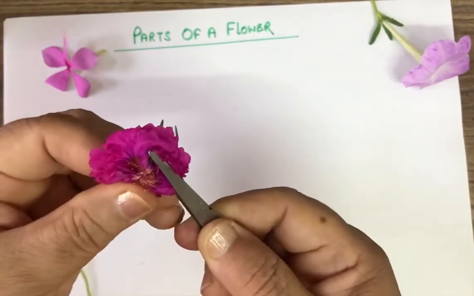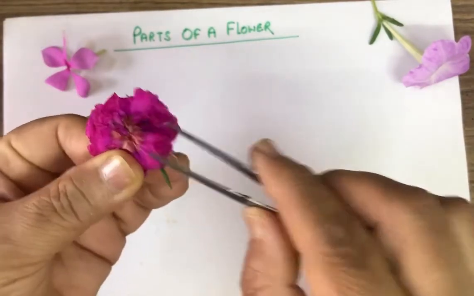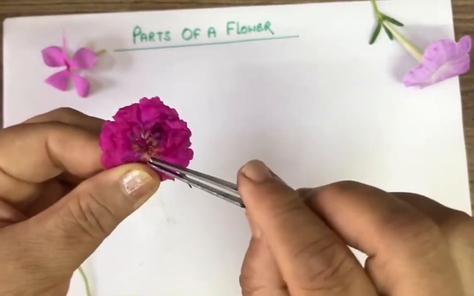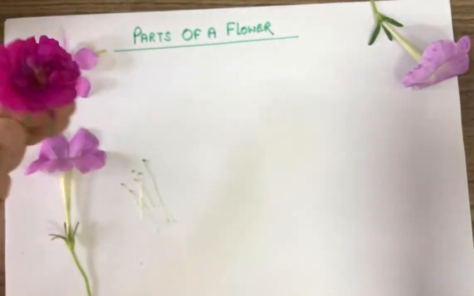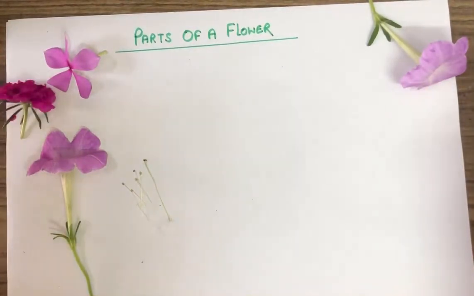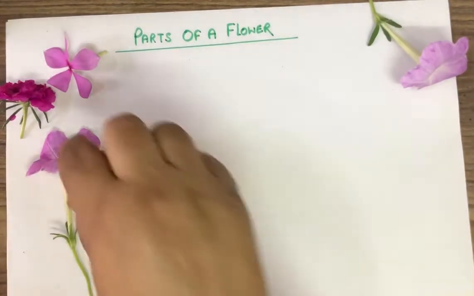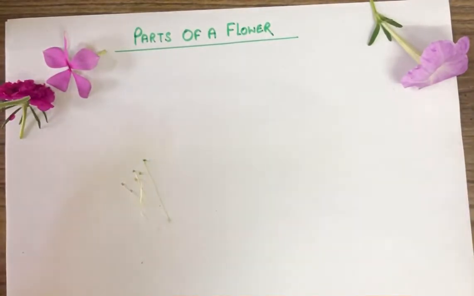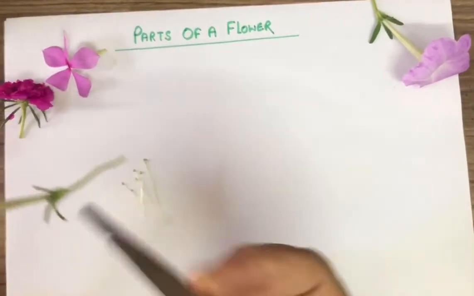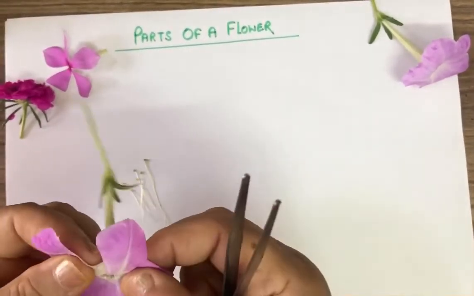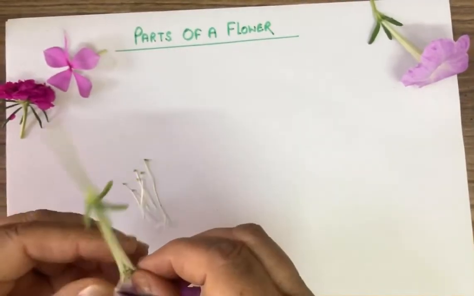Now you can see the male and the female part. There are so many male parts and one female in the center. We will study only one flower. In the same way, all other flowers have these parts. Okay, I'll show you. This is the female part. I told you it's broken. I'll remove the female part of this flower.